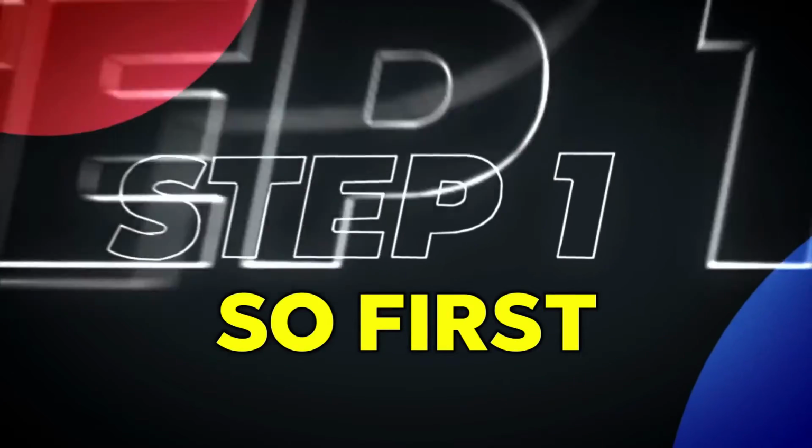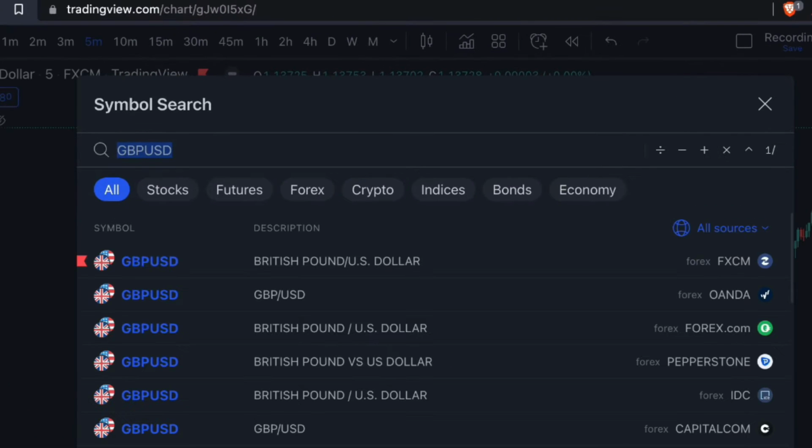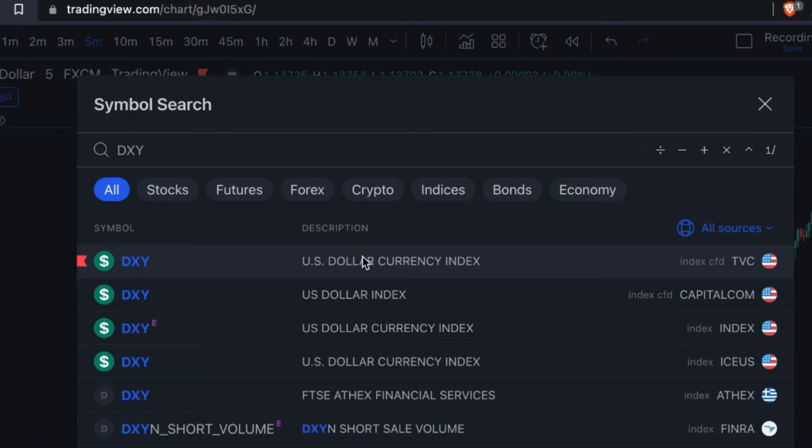Right, let's get straight into it. So first, what you want to do is head over to tradingview.com, then you want to come over here and type in DXY and then click on the first one. Now you have the chart loaded up.